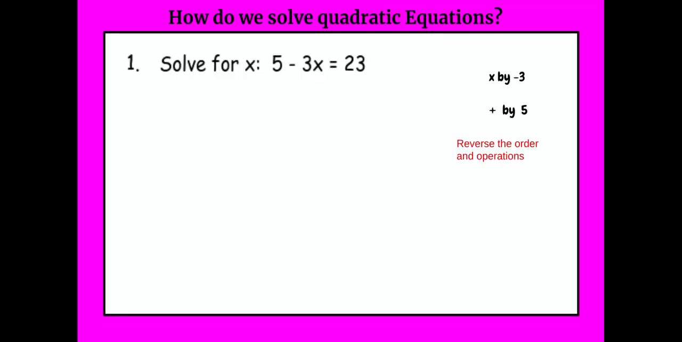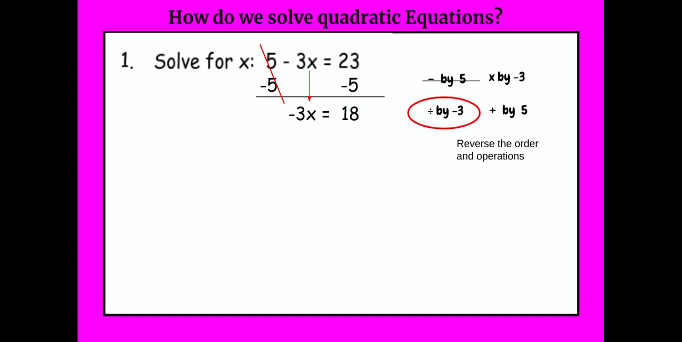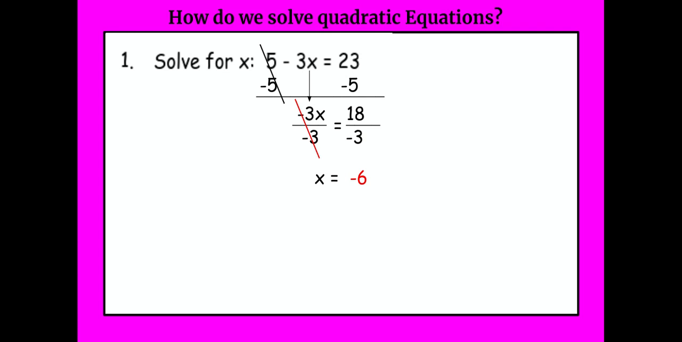So first of all, it says solve for x. This was back in the day when we did these equations. Your goal is to figure out what's happening to x, and we know it's being multiplied by -3 and then added by 5. So in order to solve, we reverse the order and the operation. We're going to subtract 5 first and then divide by 3. So first you subtract 5 on both sides. Then you bring down your -3x. You bring down your answer, 18. Then we divide by -3 on both sides, and you would end up getting x equals -6.